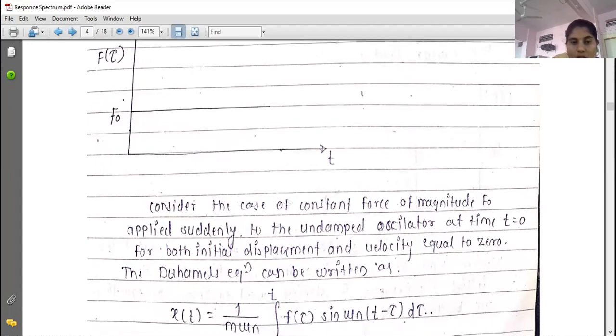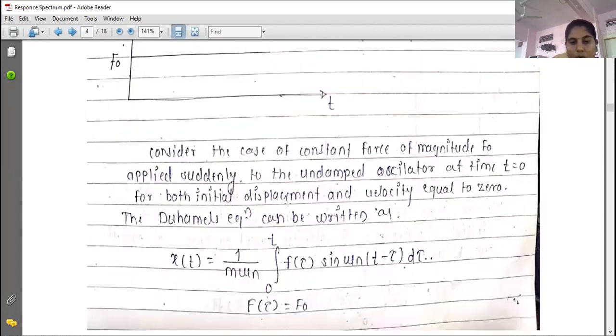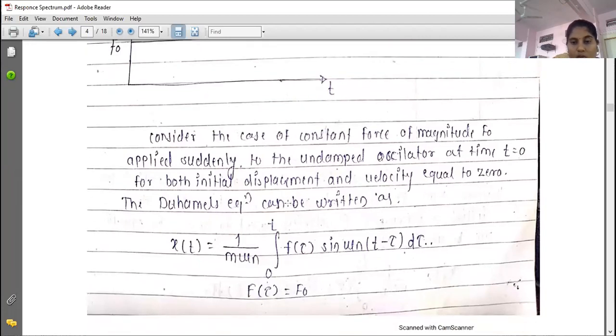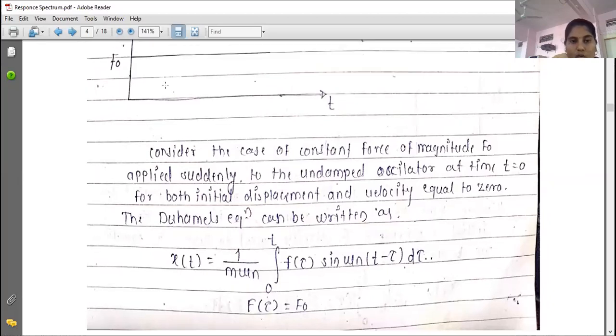Now we'll see the different boundary conditions and what the loading condition is here for this force, that is the constant force. So we have considered here a constant force of amplitude, that is the magnitude, F naught. You can see it is shown through this line only. It is a straight line, which is parallel to the time axis t. So it is a constant force over time t.